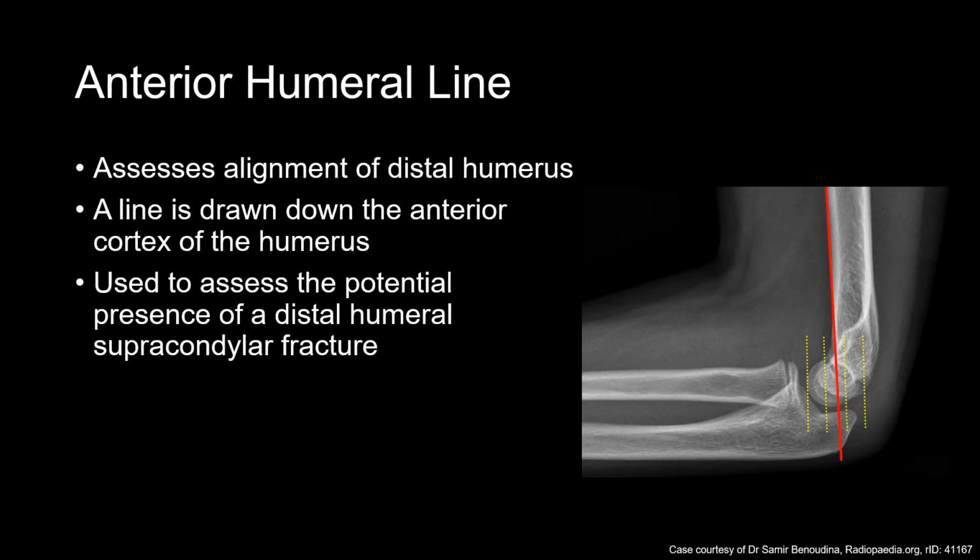Anterior humeral line is used to determine the presence of distal humeral fractures. So you draw a line down the anterior surface of the humeral diaphysis, and then you measure where the distal articular surface of the humerus lies. So if this migrates back here, we should be suspicious of distal humeral or supracondylar fracture.